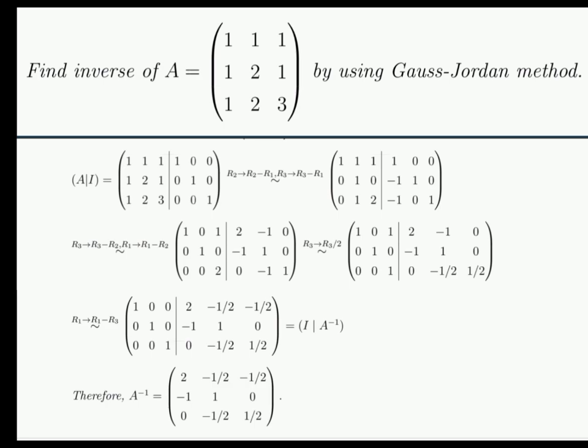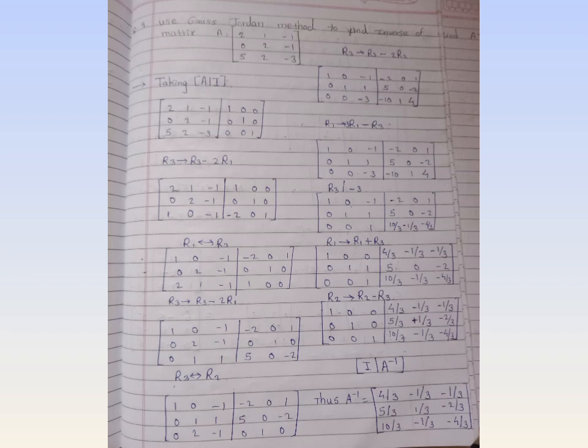Inverse of given matrix is 2, minus 1 by 2, minus 1 by 2, minus 1, 1, 0, 0, minus 1 by 2, 1 by 2. This is the simple way to find inverse of given matrix, that is Gauss-Jordan method. We see another example of Gauss-Jordan method.